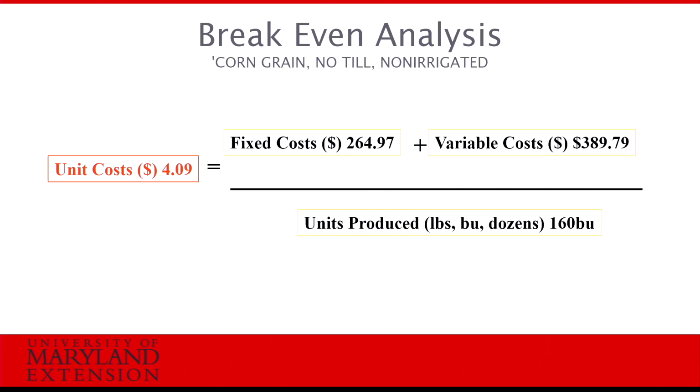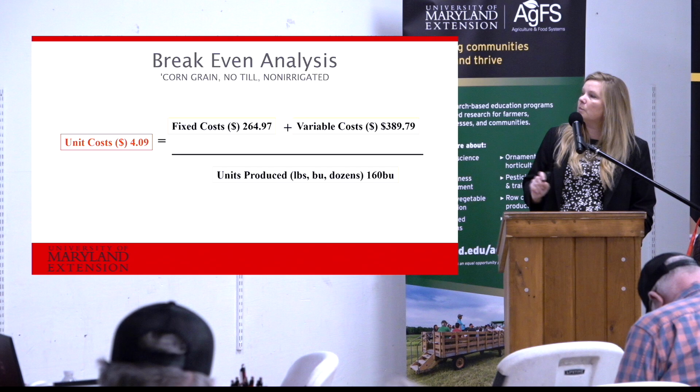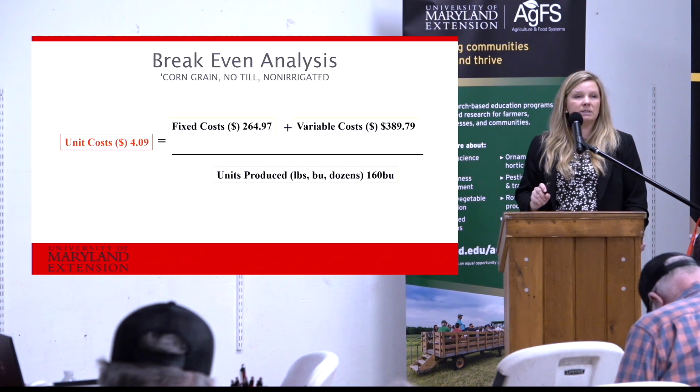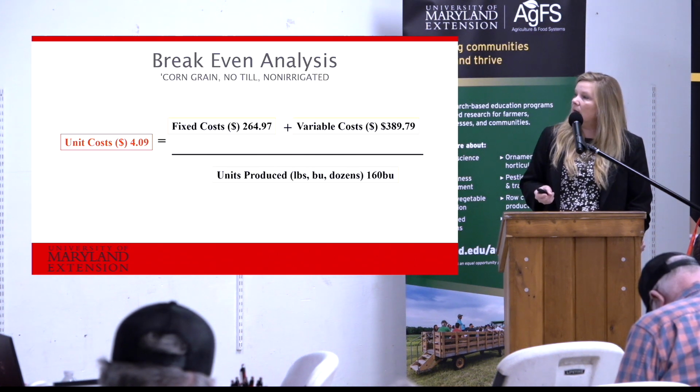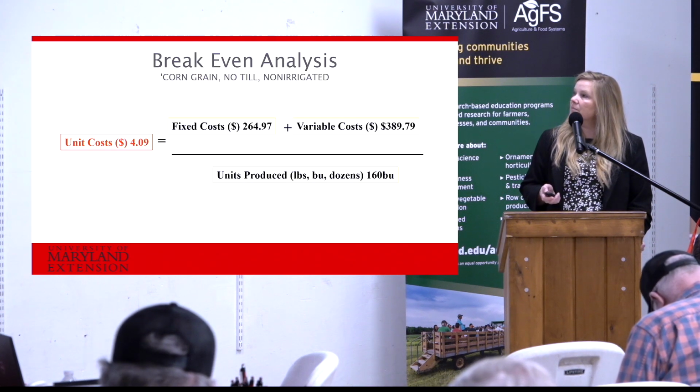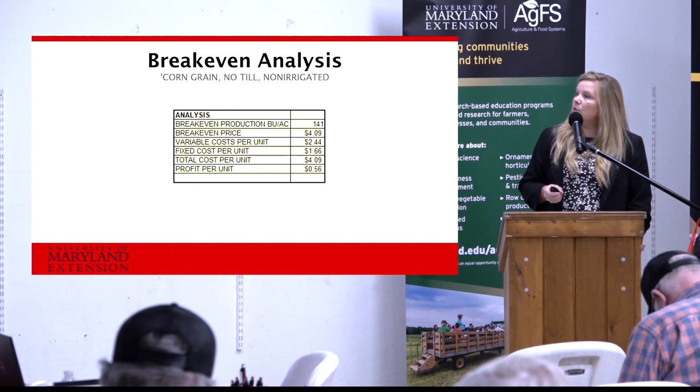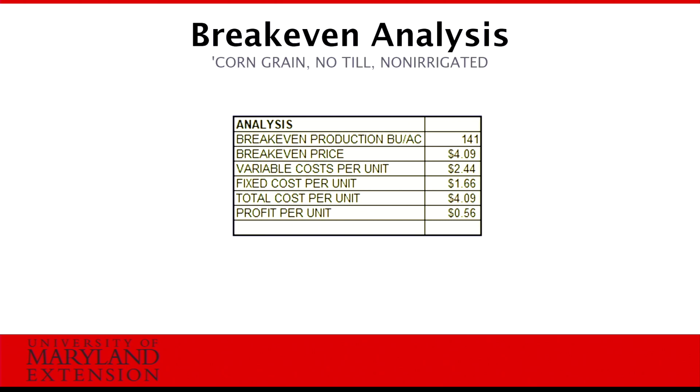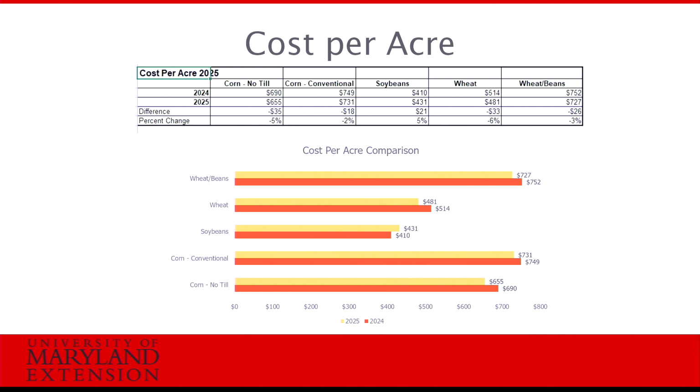And then you can do a break-even analysis. The example I've been using for corn no-till, you've got your fixed costs plus your variable costs divided by, we're looking at 160 bushels per acre, is a unit cost of $4.09. If you download the Excel version, these will pre-calculate for you. So your break-even production, you have to grow at least 141 bushels per acre, your break-even price, the variable cost, total cost, and then profit per unit. So this is just an example.